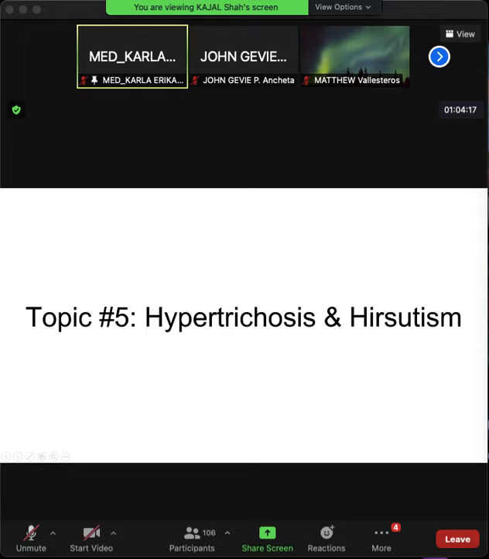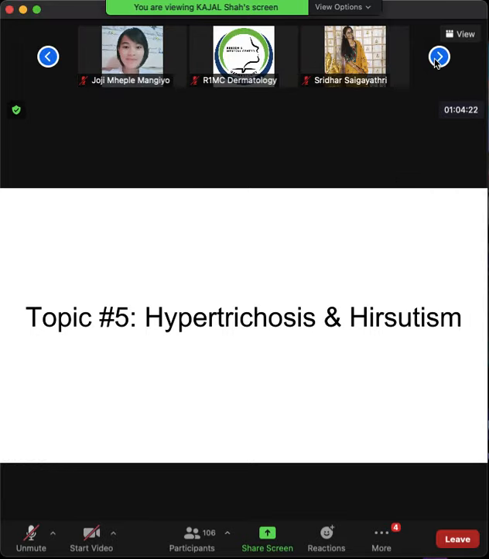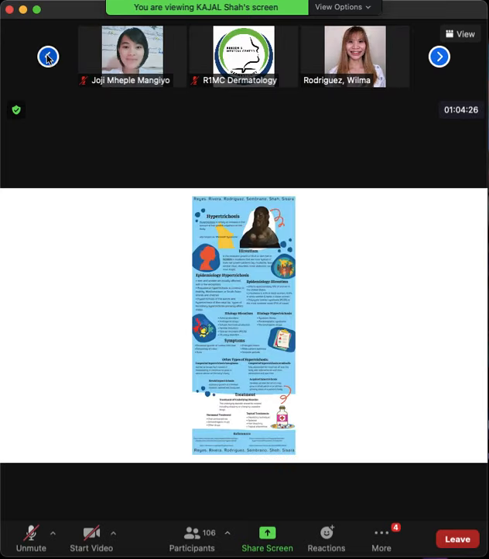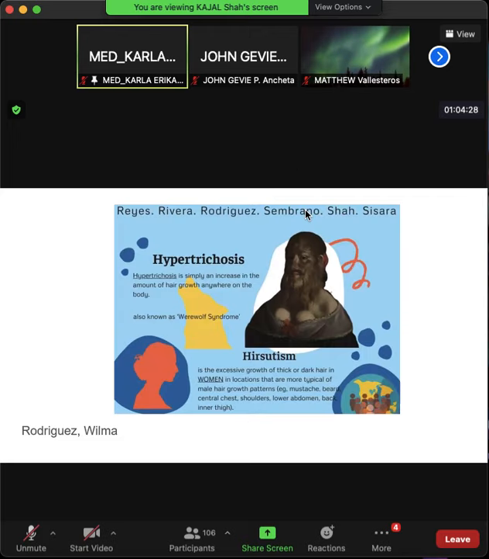Good morning, everyone. So our group worked on topic number 5, which is hypertrichosis and hirsutism. So this is our final output. For a better view, let's zoom it in. So first, we describe hypertrichosis as simply an excessive amount of hair growth anywhere on the body, and it is also known as the werewolf syndrome.